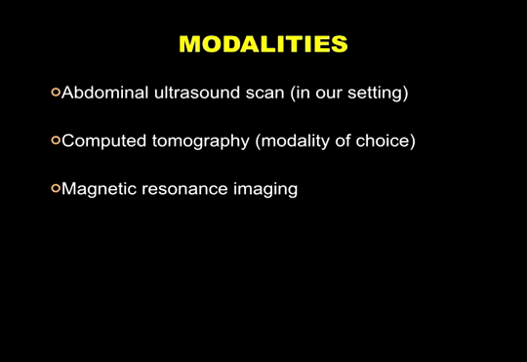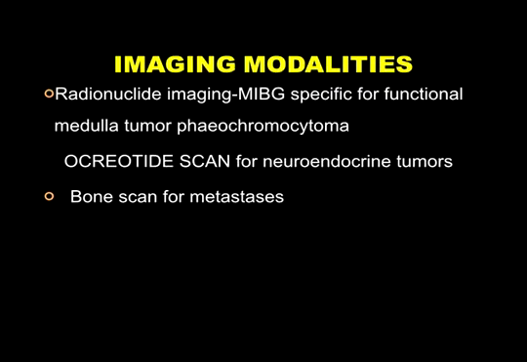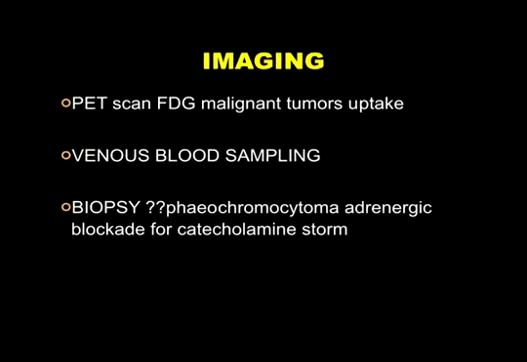MRI, if you miss the mass at CT, with its high resolution, we are able to locate the masses as well. Nuclear medicine, radionuclide imaging with MIBG, like it has been said, is very specific for phaeochromocytoma, with a specificity of about 98 to 100%, according to the recent literature. We do bone scans as well for metastatic disease. We can still do positron emission tomography scans with FDG to locate malignant uptake in the tumors. Venous blood sampling, like it was said, you can look at the plasma catecholamines and so on. And we can also do biopsies, but very rarely and probably not so much indicated.